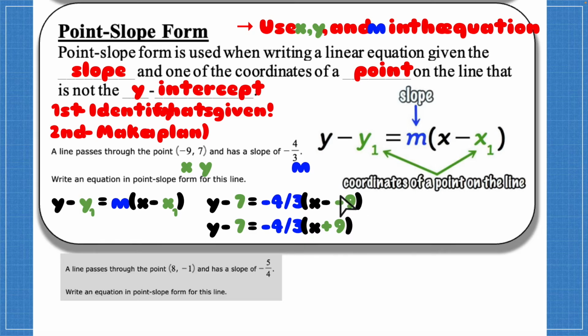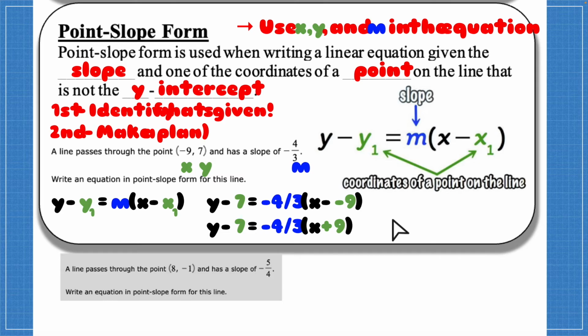Whenever I have a double negative, I need to turn it into a positive. If I had plus -9, I would have to just turn it into -9. So make sure you clean that up, because ALEKS won't let you type in two operations like that. You'll have to simplify it. So we've written the equation in point-slope form, and we don't need to go any farther than that.